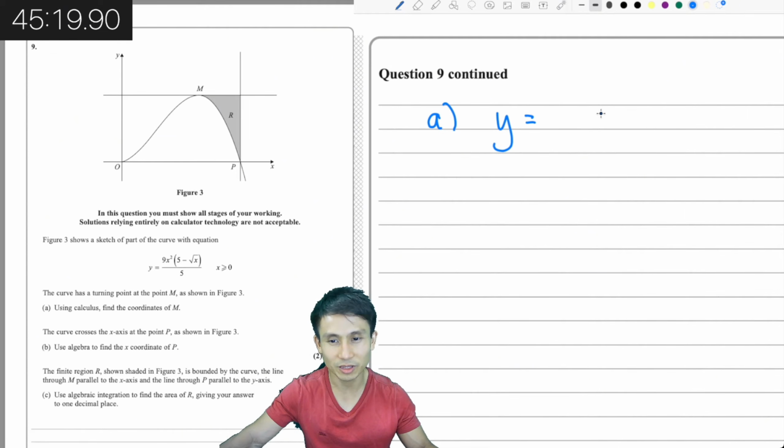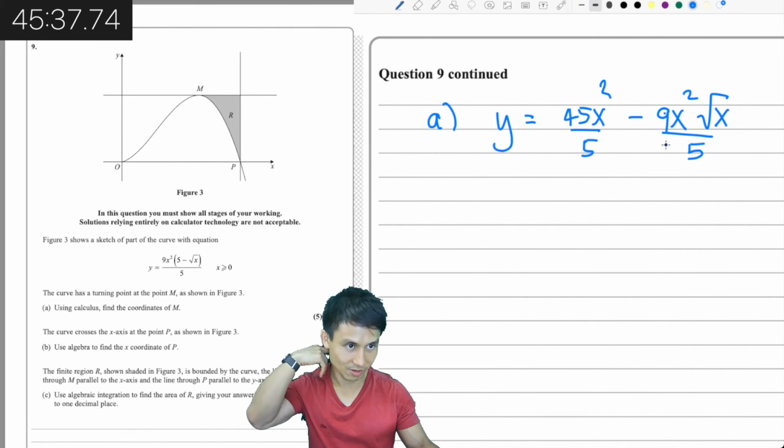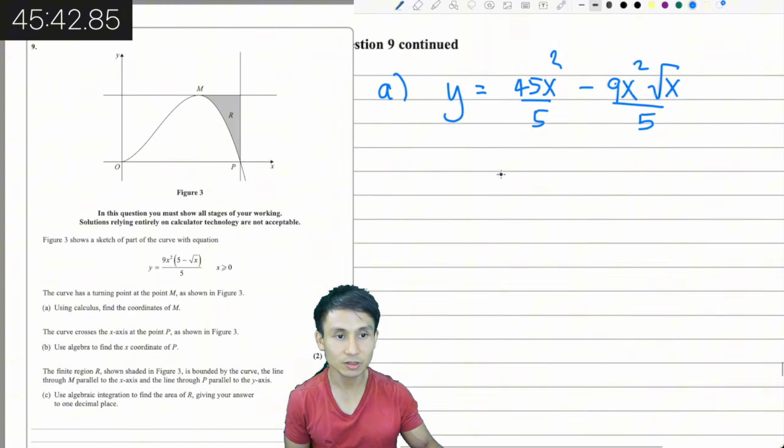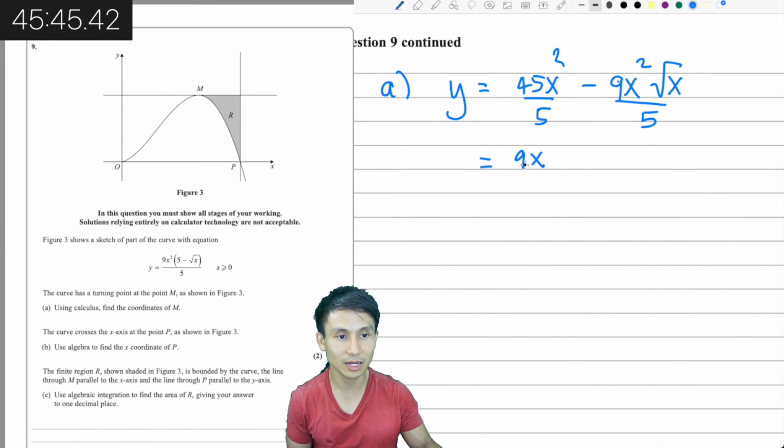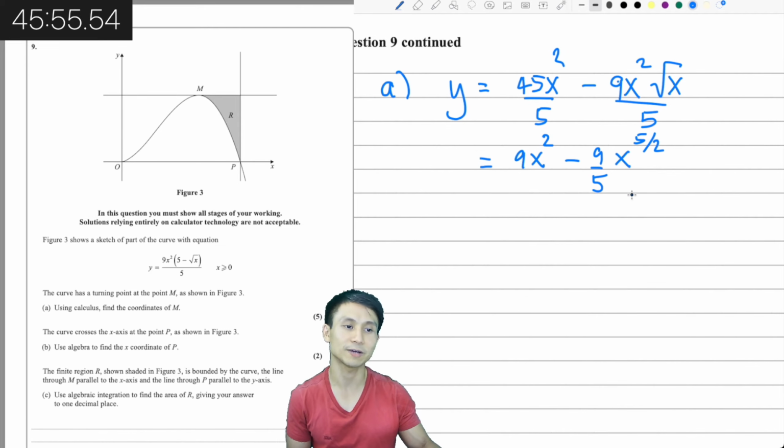So if we multiply into the brackets, we get 45x squared over 5. Yes, split the fractions into 2. And then we have here minus 9x squared square root x, divided by 5 as well. Let me double check that. Yeah, I think I'm happy with that. So here it would be 9x squared, because simplifying that. And here we have 9 over 5. This is a half, power of a half. This is power of 2. So that's power of 5 over 2, 2.5.